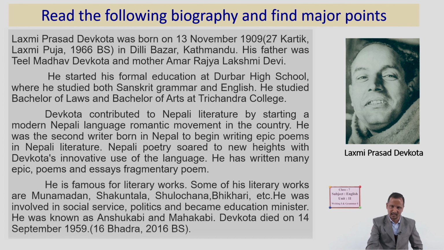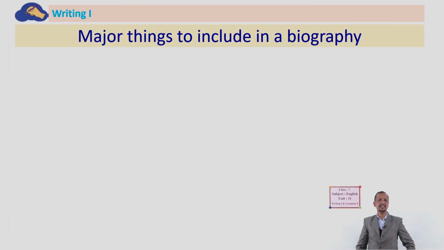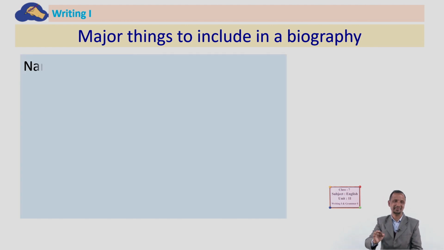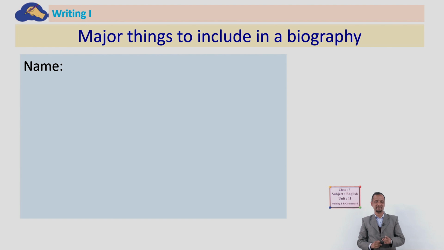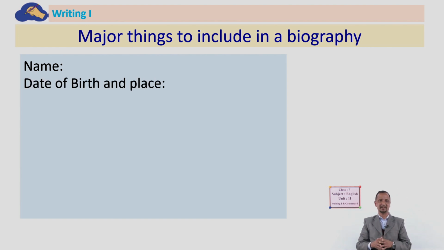Okay? Now, the major things to include in our biography. Please go ahead. What are the things that we have to include? Yes, the first one, name. Similarly, date of birth and place. Actually, when and where a person was born.